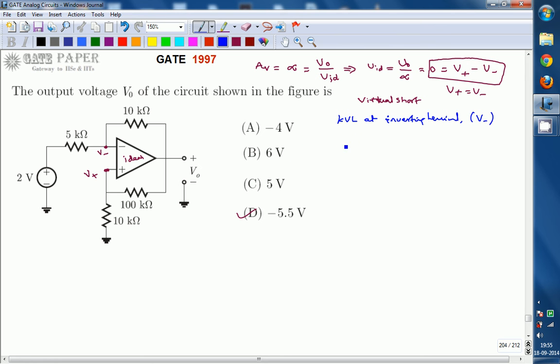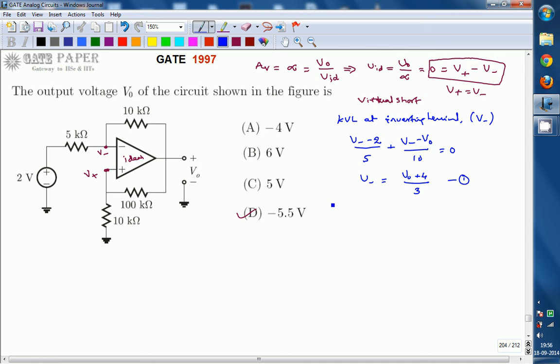We can write it as V minus minus 2 divided by 5 plus V minus minus V0 divided by 10 is equal to 0. If you simplify this, you get V minus is equal to V0 plus 4 divided by 3. This is the first equation. So we are writing V minus, the voltage at the inverting terminal, in terms of V0.